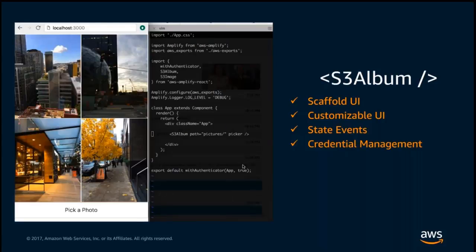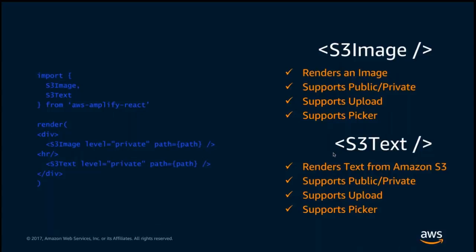There's also an S3 album component that will manage multiple photos and more of an album view within your application. So you just provide that as a single line and a path, and you can also include the picker as part of the canned component to allow uploading as well. There's a few even lower levels, so if you just want to display an S3 image or you want to display text from S3, you can just use these declarative components to do that.